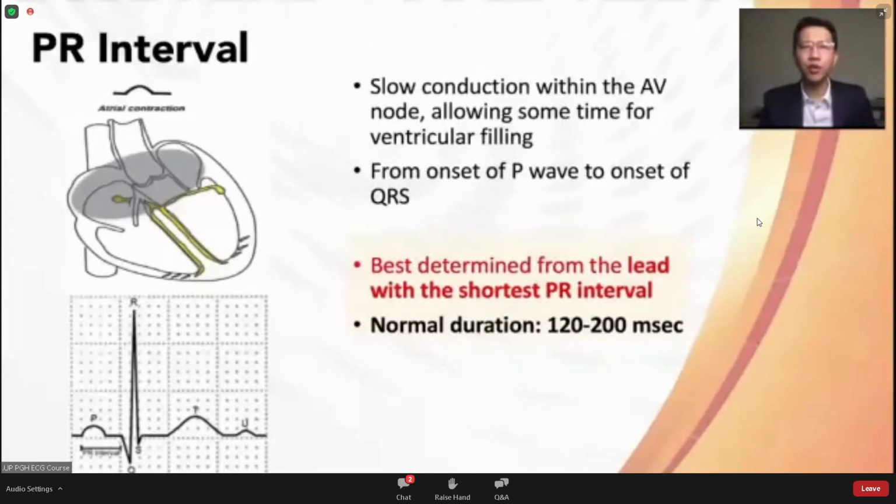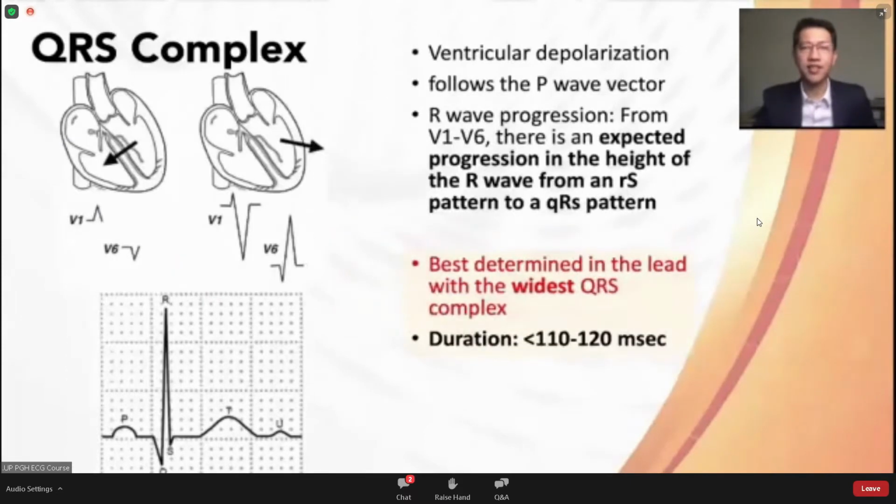After the P wave, we need to look at the PR interval. As mentioned earlier, this represents a time frame, and it also represents slow conduction within the atrioventricular node, which definitely allows for ventricular filling. This is best determined from the lead with the shortest PR interval, and normally it should not be more than 200 milliseconds.